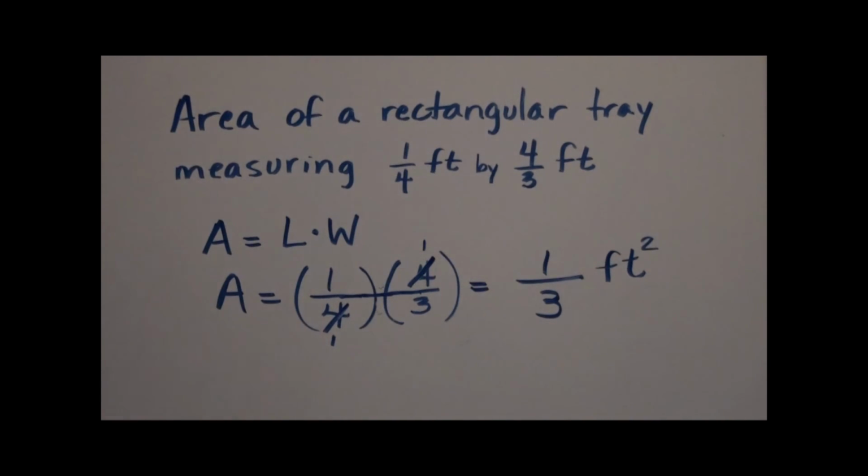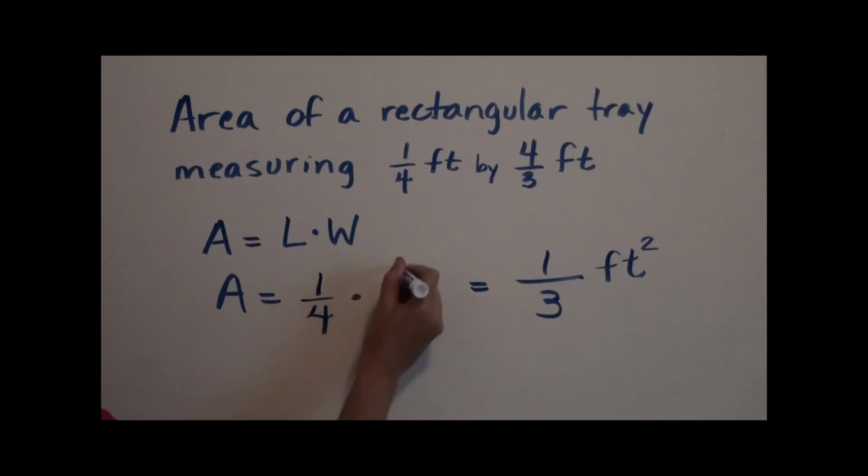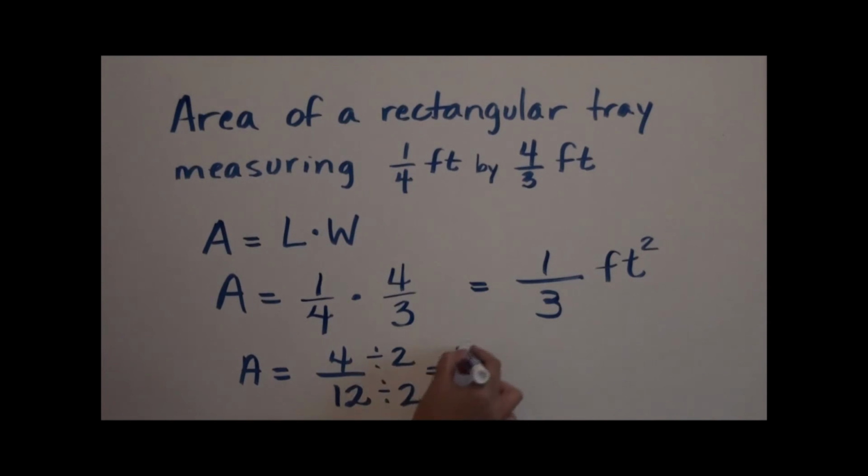Now let's take just a minute and look at what happens if we didn't do that canceling first, because I don't want to confuse you. If we had 1/4 times 4/3, and we just multiplied across, we would get 1 times 4 is 4, 4 times 3 is 12. We would do the same thing that we did on the last one. They're two even values, so we're going to divide by 2, and we're going to get 2 over 6. They're both still even. We're going to divide by 2 again and get 1 over 3.